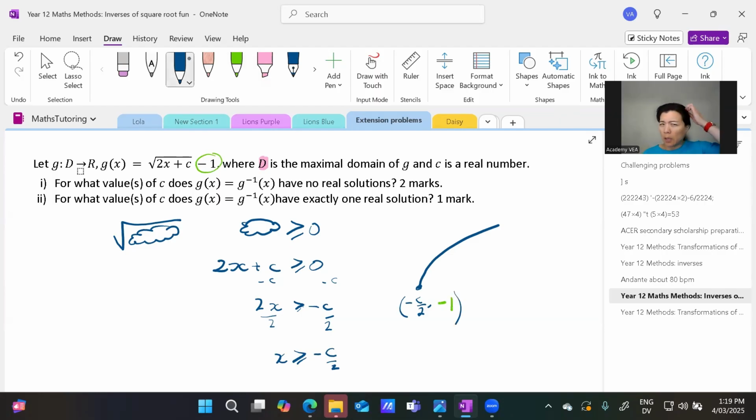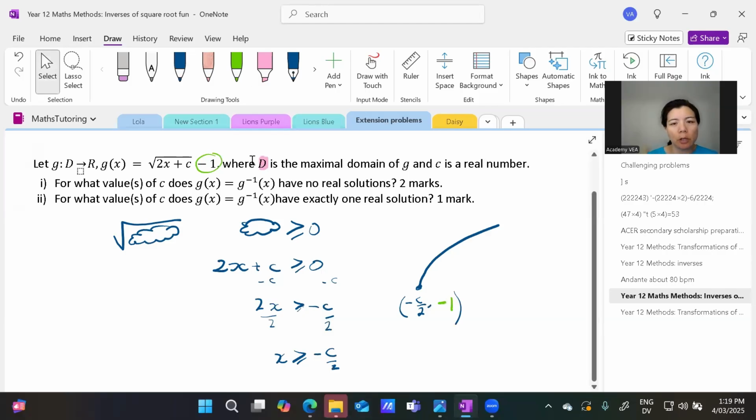We're going to leave that there for now and just look at the questions. Part 1 says, for what values of c does g of x equal g inverse have no real solutions? And part 2 is asking you almost the same thing, but for exactly one real solution.